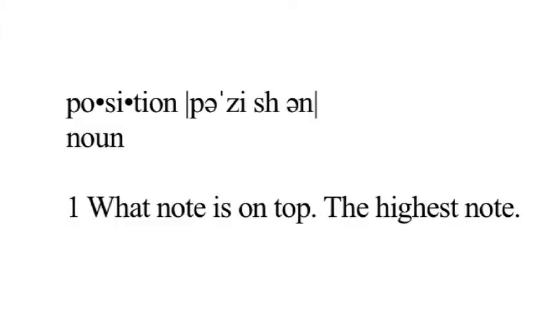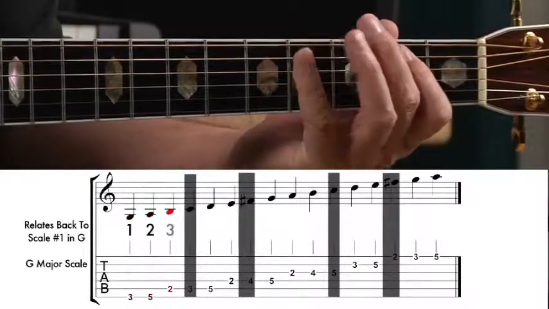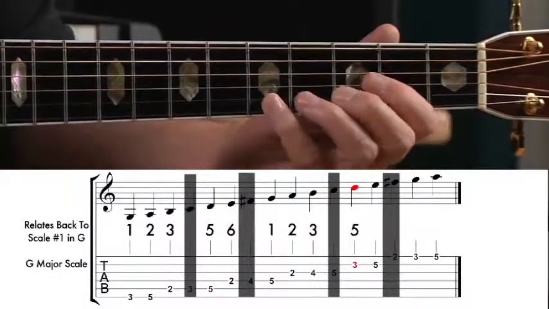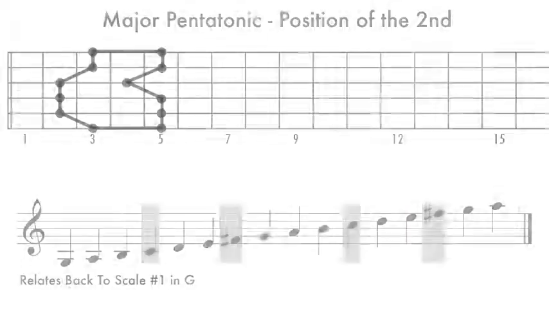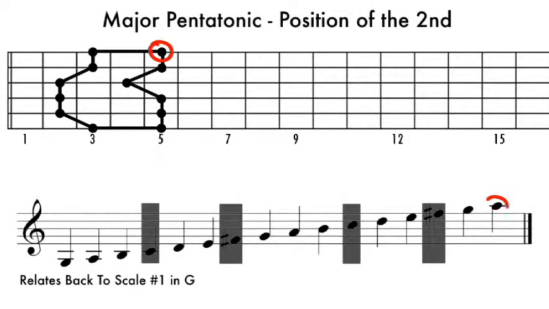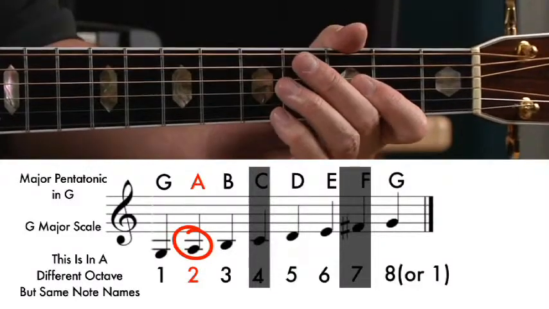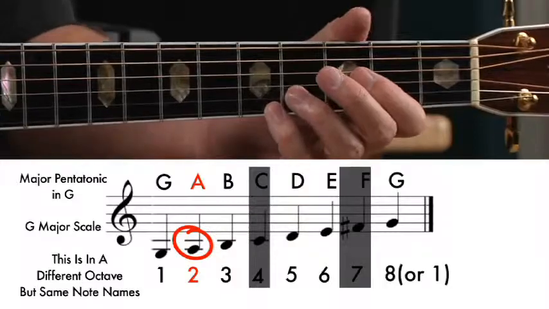When we have a definition of position, to us, position means what note is on top. All relating back to the original major scale, but since it's 5 notes, it's a pentatonic scale. So I'm going to explain that to you. Here's a G pentatonic scale, and so it's 1, 2, 3, 5, 6, 1, 2. Okay, the top note on this scale in this position is 2, so we call it position of the 2nd. That means that the 2nd note of the scale ends up being the highest note.